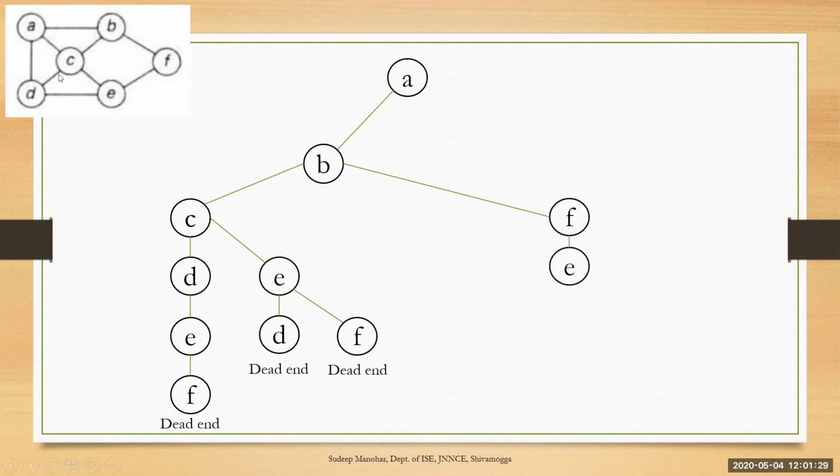From E, there are two options. Either it can go to C or D. That means alphabetically, I should visit C. From C, there are four options now: A, B, D, and E. A, B, and E are already in the path. Only option left is D. Now observe this. This D is the nth vertex, and nth means 1, 2, 3, 4, 5, 6, the sixth vertex.